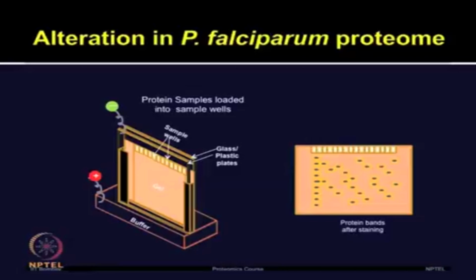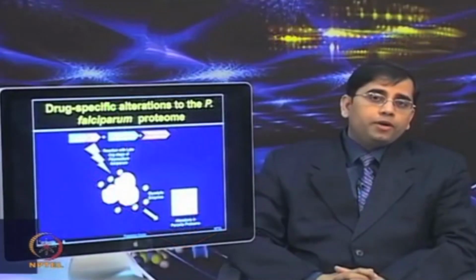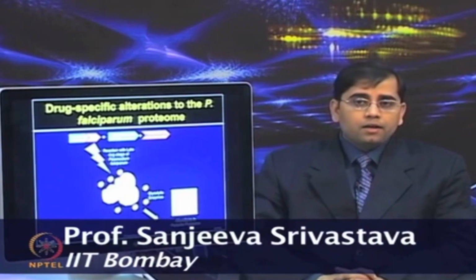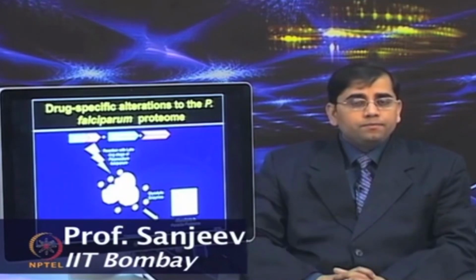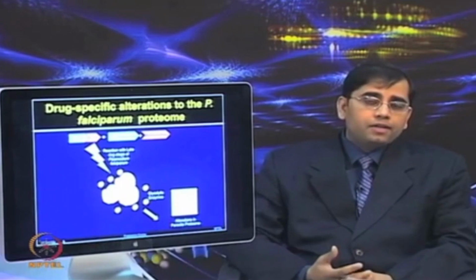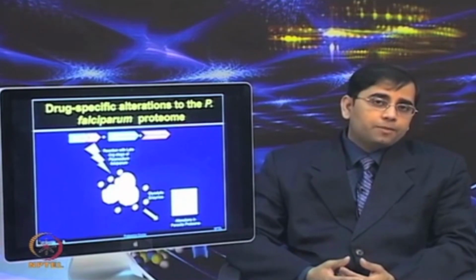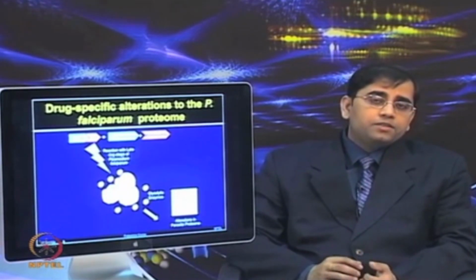After the second dimension separation based on the molecular weight, these gels were stained with silver or Coomassie brilliant blue stains. So, by employing two-dimensional electrophoresis and comparing the gel images by using the PDQuest software, authors were able to see that there is a differential proteomic response which is drug specific.